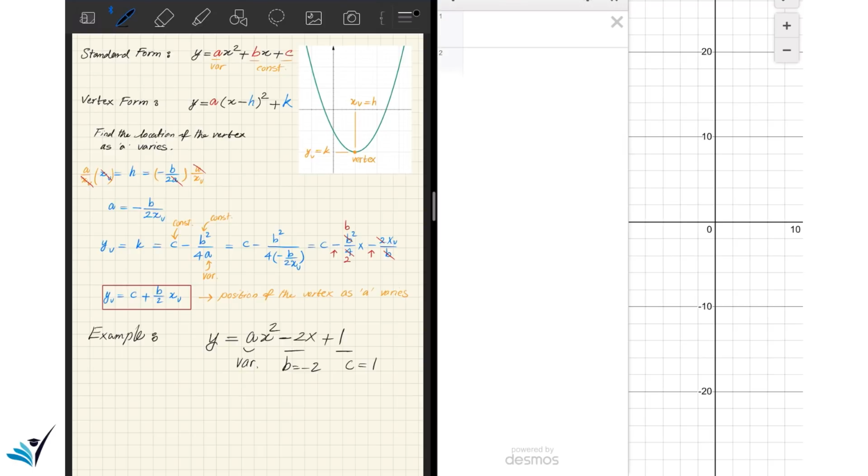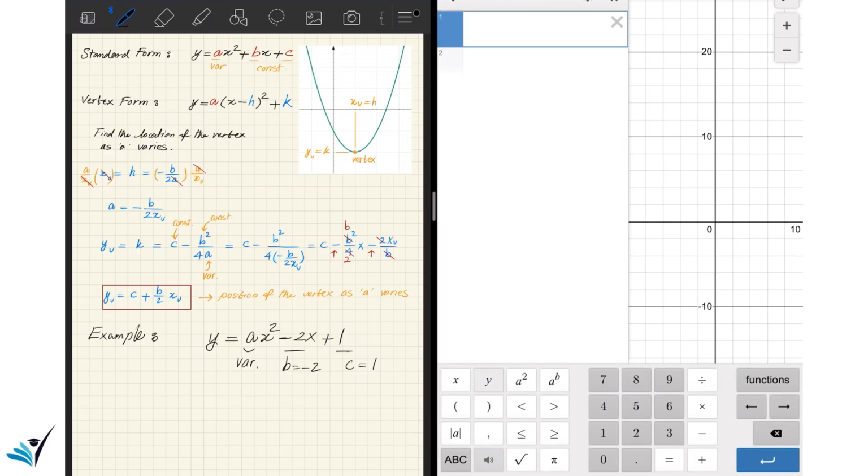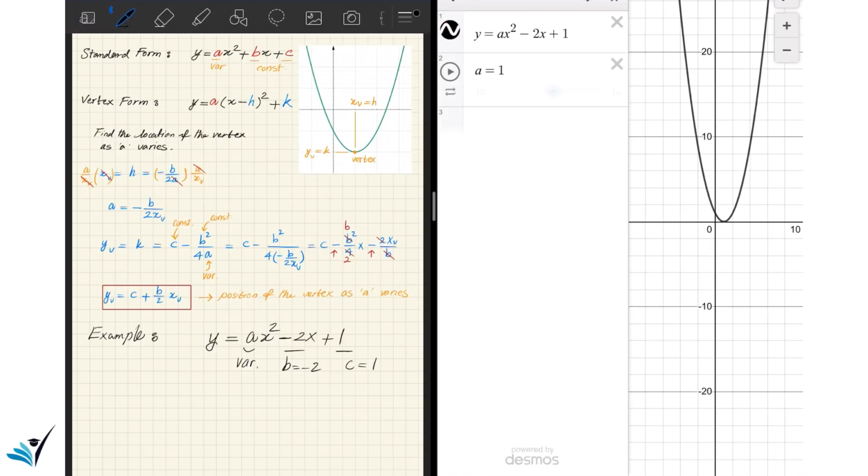Let's add this equation into Desmos. y is equal to a times x squared minus 2x plus 1. And Desmos gives us an option to add a slider for the variable a. So let's go ahead and do that.